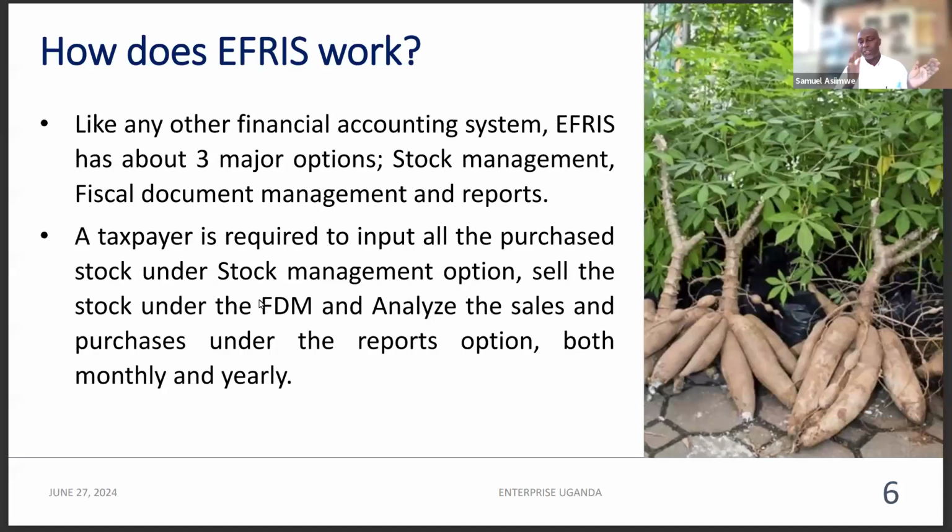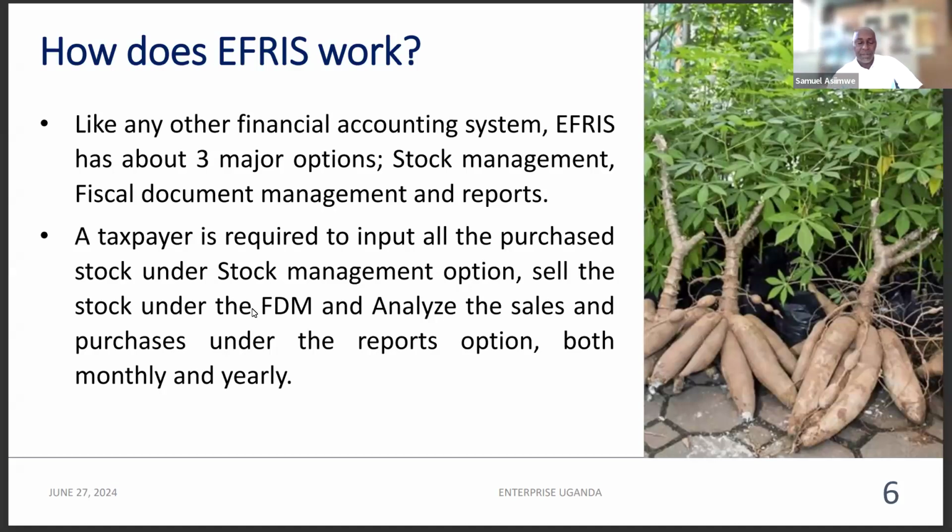You are able to adjust stocks, and you are able to transfer stocks from one site to another site. For example, if you are a company and you have a branch, you can transfer stock from this branch to another branch. Under the physical management, that is where we can make our sales.